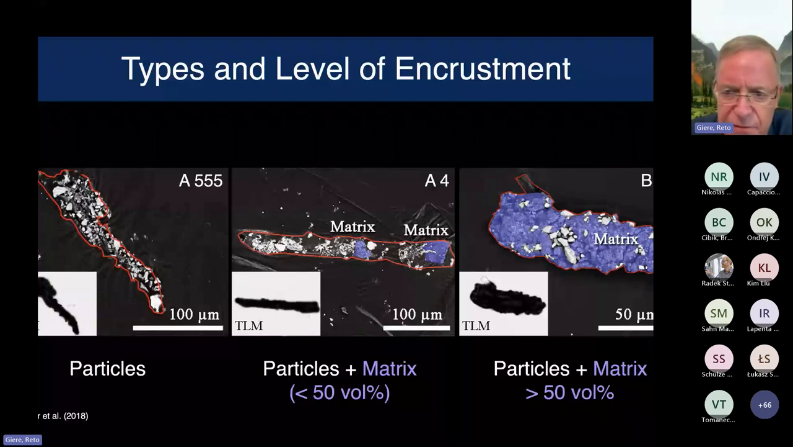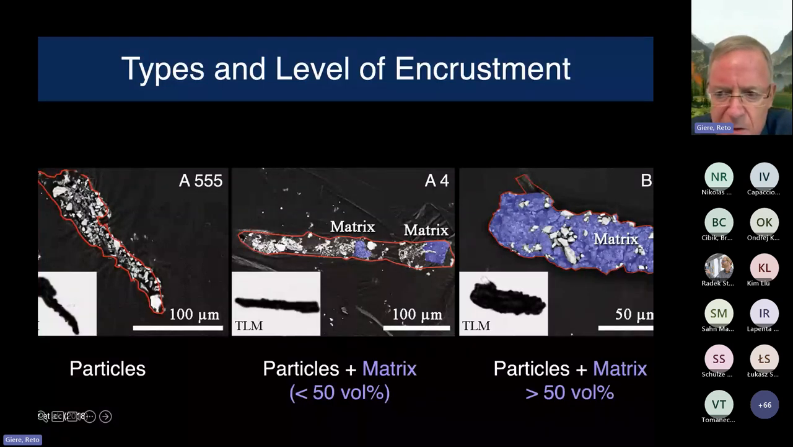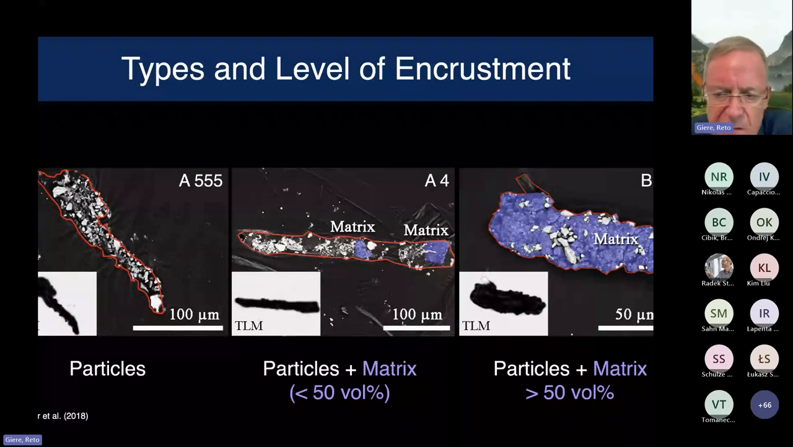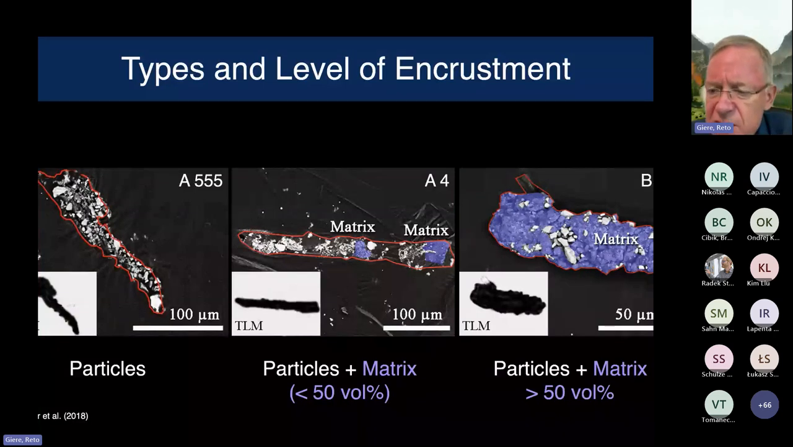On the right-hand side, from a different road, you have another tyre wear particle, and you see this particular particle has enormous amounts of the coating consisting of very, very finely powdered material, and then a few larger chunks of mineral particles from the soil or from the road. So on the right-hand side, more than 50% of the coating is matrix, so the very finely powdered material. In the middle, you have less than 50%. Now, the question is, why do we have that?